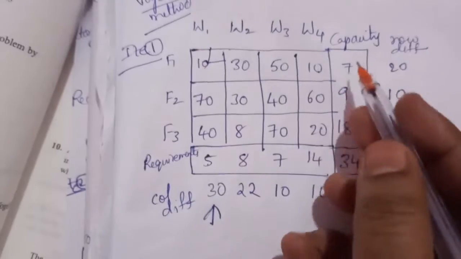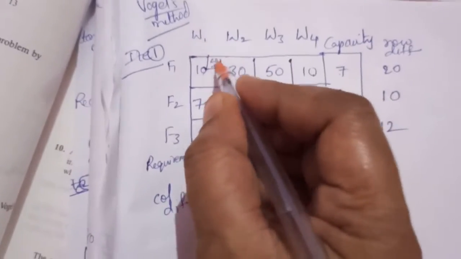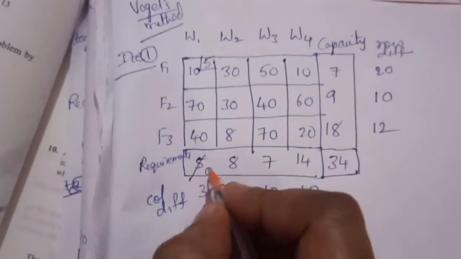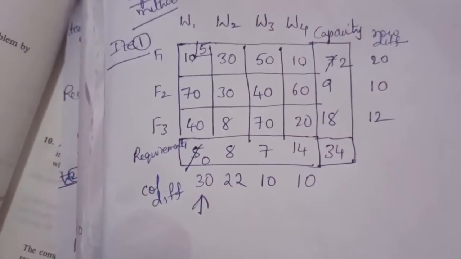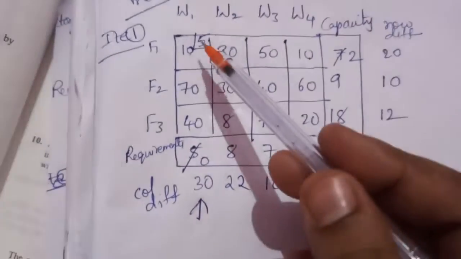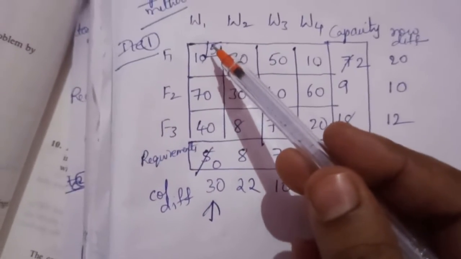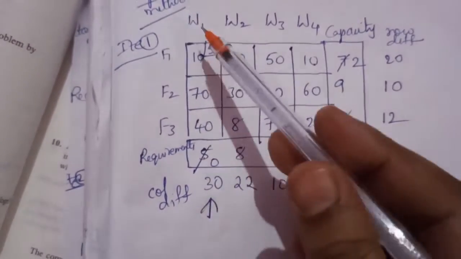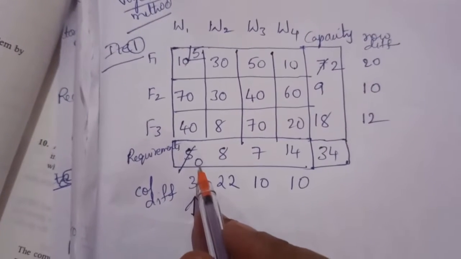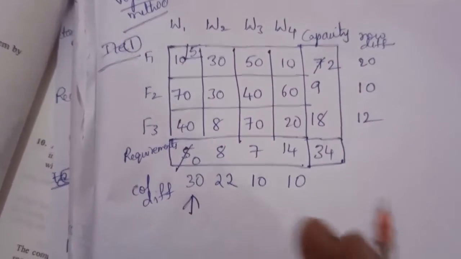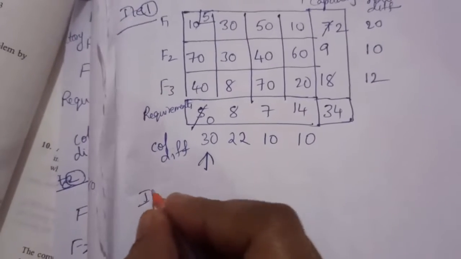Here we have 5 and 7. The maximum allocation possible is 5. So 5 minus 5 is 0, and 7 minus 5 is 2. For the next iteration we have to remove this entire column, because the allocation value is 0, so we neglect this column.